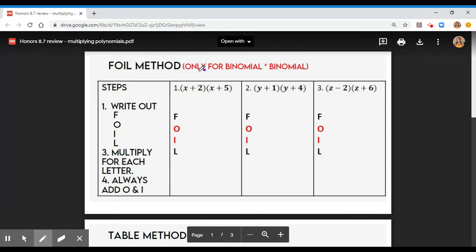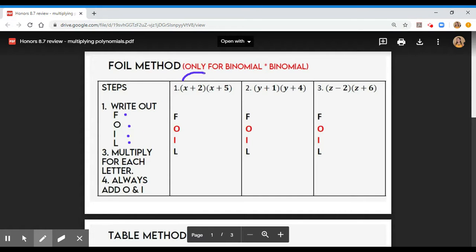For the FOIL method, I want to point out it says here it's only for a binomial times a binomial. You can use the logic of this for any multiplication with polynomials, but it really only works for the acronym with binomials. So I know what we went over in class, but in case you forgot, it's first, outer, inner, last. So it gives us an order for how we want to multiply.